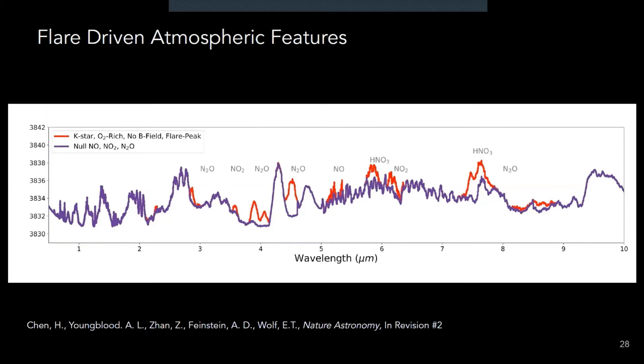In addition to direct chemical effects, strong stellar flares can also drive changes in atmospheric features. Shown here is the transmission spectrum of a planet orbiting a K-star. As you can see, significant transit depth shifts can be seen for various nitrogen oxide species, especially for nitrous oxide, N2O, and nitric acid, which is HNO3.